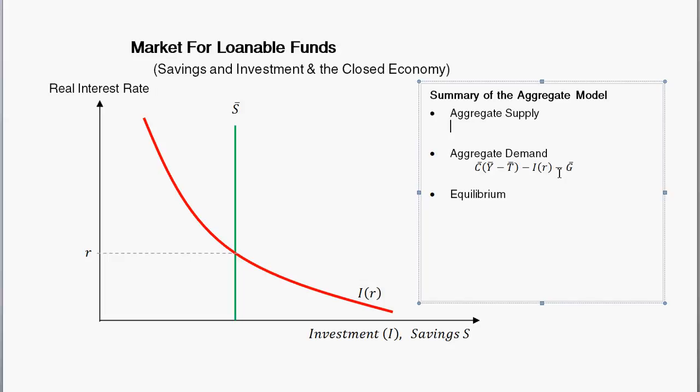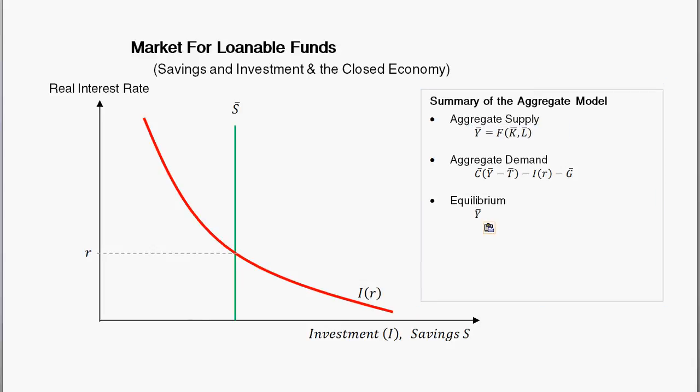So aggregate supply is defined here by that production function. So you have Y is equal to F, which is a function of all the factors. Remember that capital is fixed here, and labor is fixed here. So that means production is going to be fixed here. And then equilibrium is going to be such that the amount produced, so like the amount of real income, is going to be equal to the amount demanded.